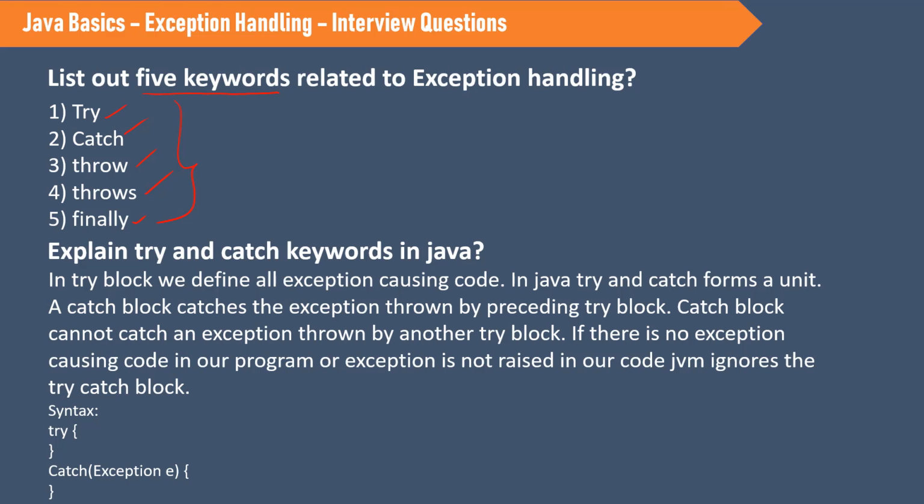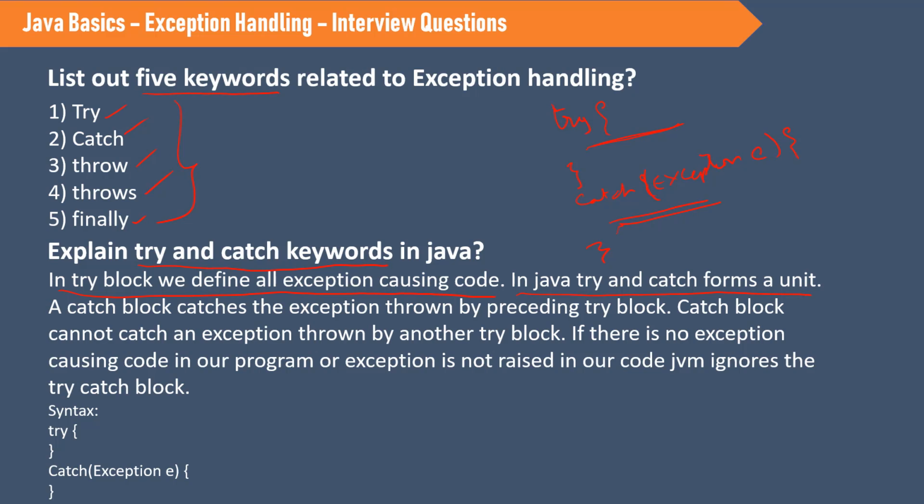Explain try and catch keywords in Java. So we have already seen an example for this one as well. What we normally do is, the exception causing code, we put it in a try block and then we catch the exception using the catch block. Again, we have to have this exception object here, so Exception e, and then we catch the exception here. So in the try block, we have the code that will cause the exception, and in the catch block, we catch that exception. In the try block, we define all the exception causing code.